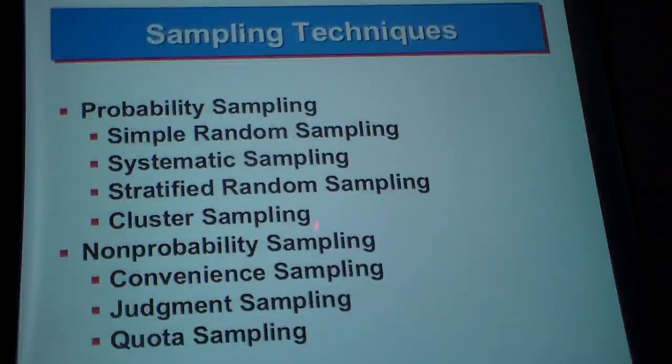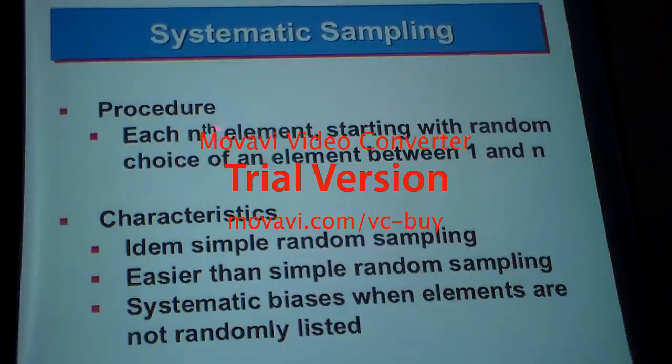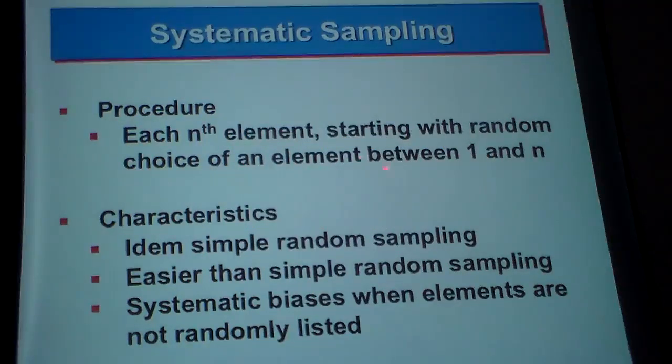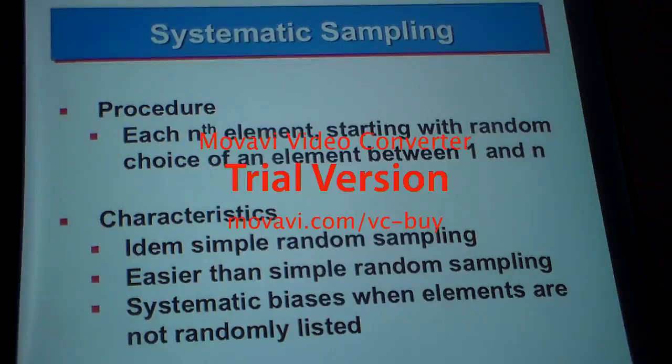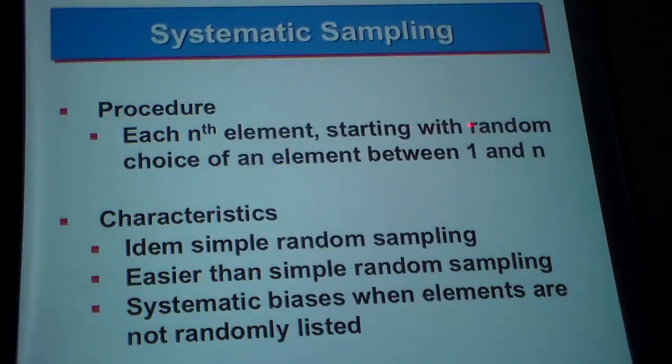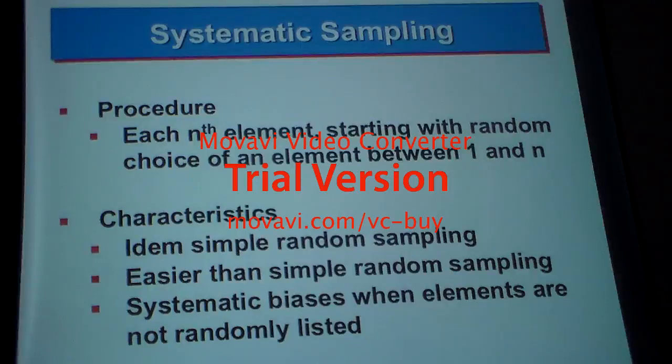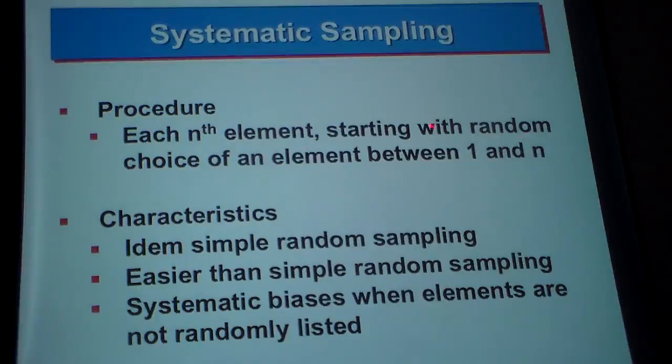The second one is systematic sampling. The procedure, how we are going to do it: select each nth element, starting with a random choice of an element between 1 and n. So here also we have a random choice of element, but here we have boundaries, n elements. N is predetermined. In the design of this kind of sampling, we give the n, which is a number of elements, and we choose randomly, but between 1 and n.